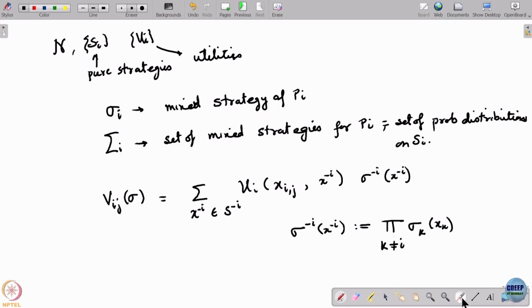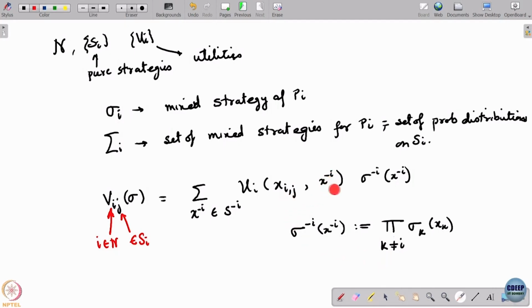I'll carefully show you what I've written here. When I write Vij, the i denotes the player, i is in N. j is simply an index for the strategy of player i, so I am looking at some particular strategy j of player i. Now here sigma minus i of x minus i is simply the product of the mixed strategies of all the other players, the product of sigma k of xk, k not equal to i.